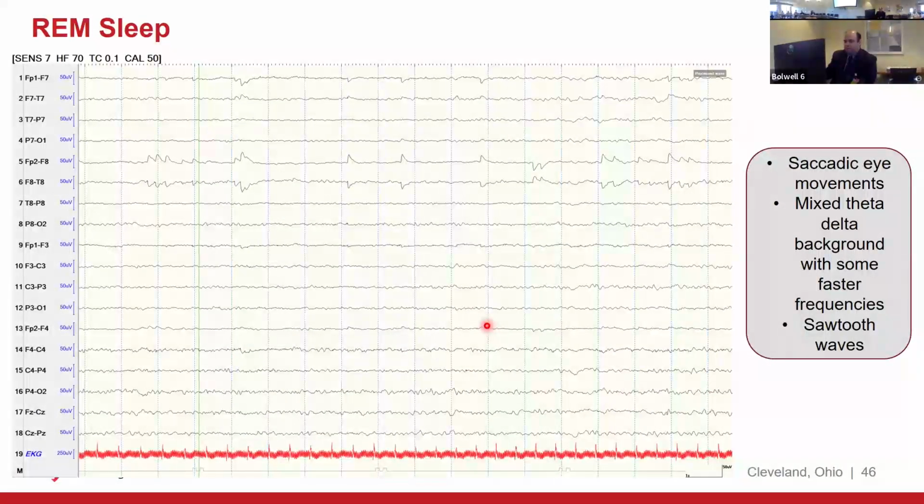This is REM sleep. I find REM sleep fascinating. Whenever I see it, I get very excited. Because we don't see it a lot. All of our patients are sick and they never have REM sleep. So whenever I see it, I get very excited. REM sleep is very bizarre.